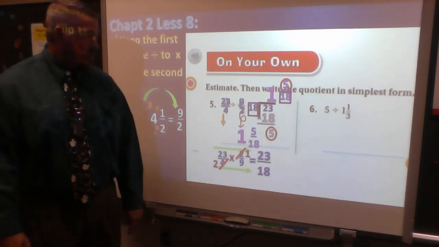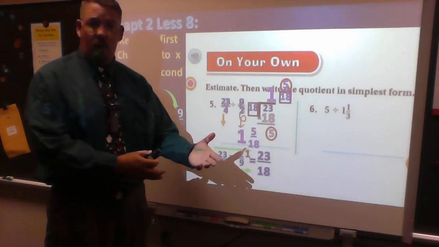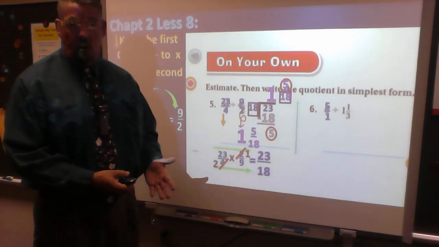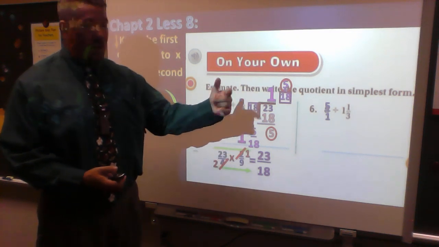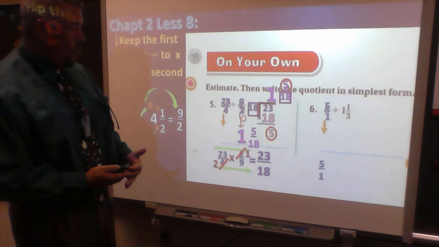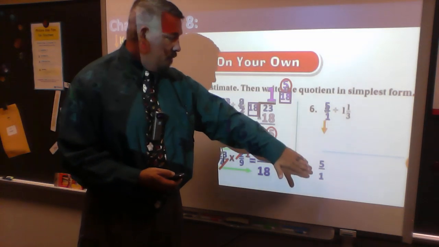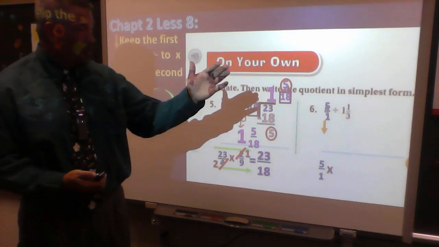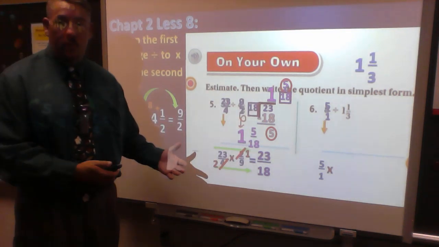All right, so number 6. They give me a whole number, and once again, I can't use whole numbers. So I start by just putting it over 1. And then I got to change my 1 1/3 because I can't have those mixed numbers. So I'm going to have 1 1/3. I'm going to keep my first one of 5 over 1. My division is going to become multiplication, and then I'm going to change 1 1/3 before I continue.